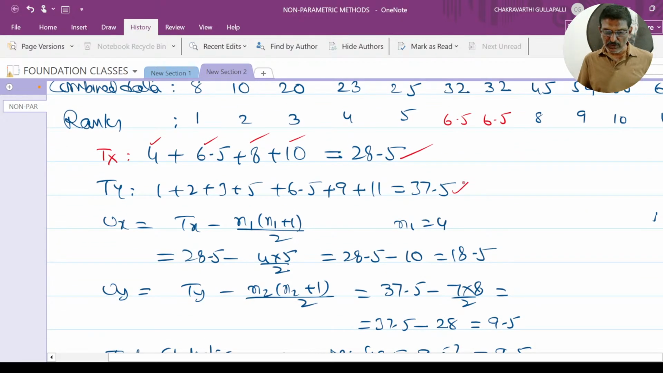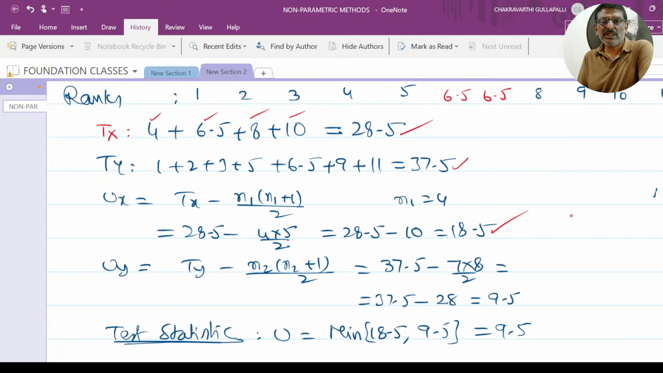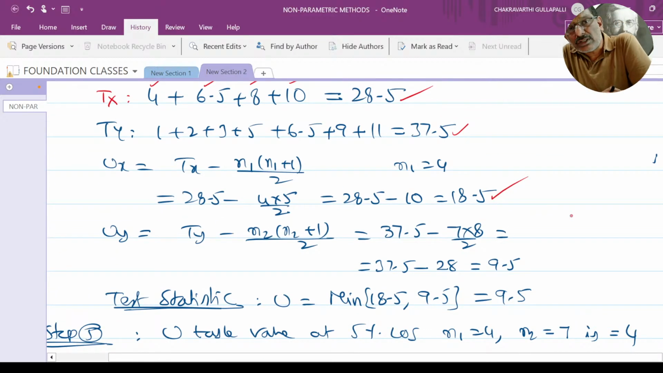Now calculate. UX depends on TX, UY depends on TY, and also on the sample size. TX minus N1 into (N1 plus 1) by 2, that is 28.5 minus 4 into 5 by 2, and the result is 18.5. You know very well, it is a very simple calculation, so even non-mathematics students can easily understand these concepts.